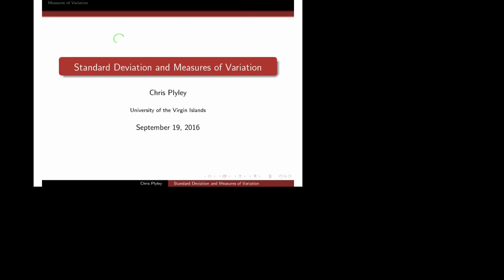Okay, hello everybody once again. We're going to move on through chapter 2.4, in particular continuing our discussion of different ways that we can measure variation in a set of data, and with a big focus on standard deviation here. Standard deviation measures basically how much a set of data tends to be away from the mean.